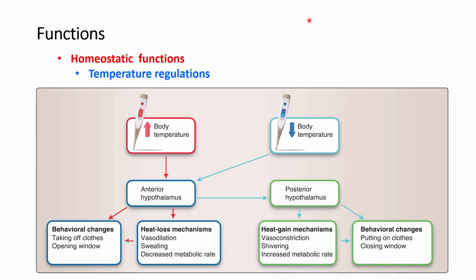The temperature regulation, one of the important functions of the hypothalamus, is temperature regulation, because this is complicated and different systems are involved here. If the body temperature is increased, then the anterior hypothalamus that has a parasympathetic activity is activated, and that will cause decreased metabolic activity. It will also cause vasodilation and sweating.